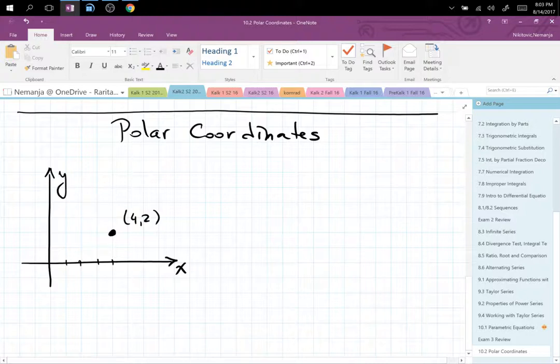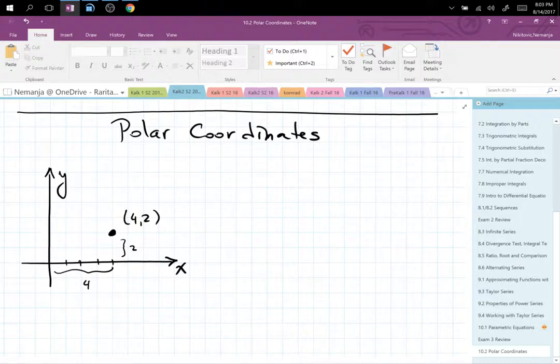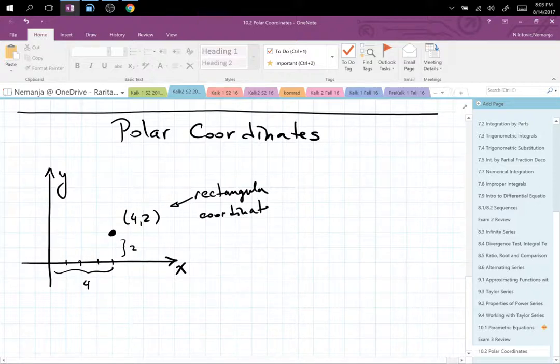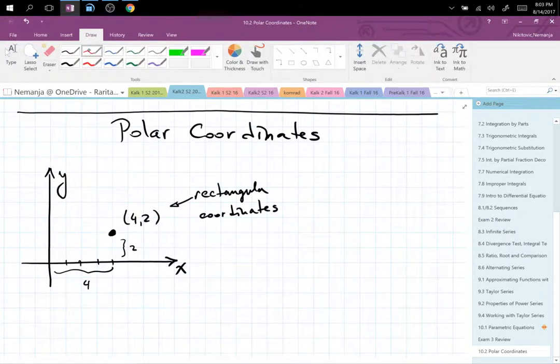So you know how to obtain this. This is 4 units. This is 2 units. So you technically count in a rectangle. These are called Cartesian coordinates, also known as rectangular coordinates, because you can draw the rectangle and you can follow any 2 sides, 4 and 2, or you can go up 2 and then over 4. Either way, you're going to end up at the same location.